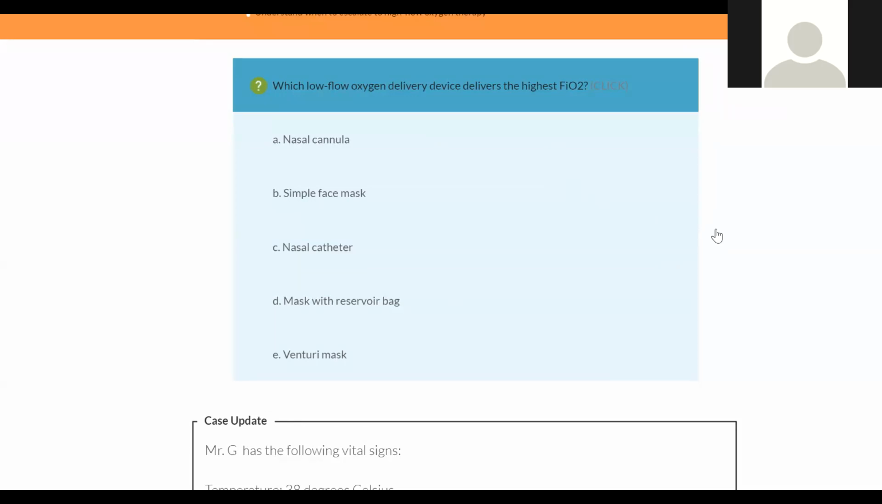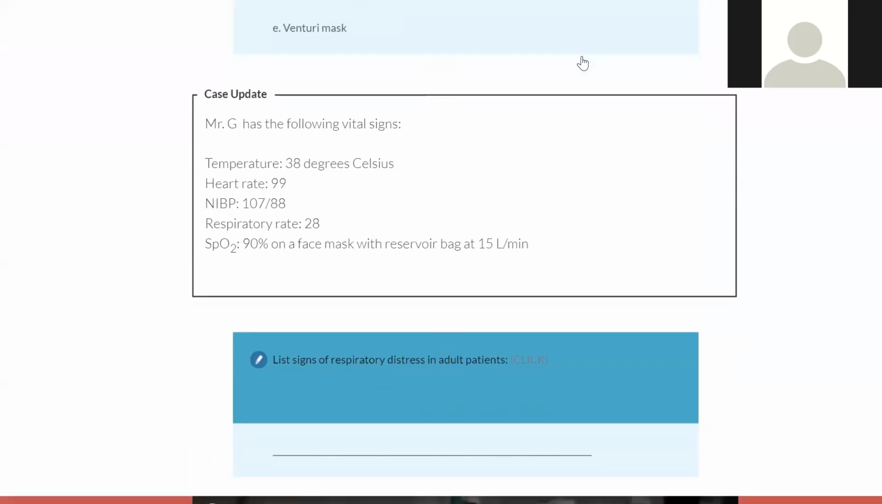Okay, perfect. I think most of the people got the right answer, which is D. So mask with a reservoir provides the highest FiO2. I think we don't need to spend much time on this. We can continue and discuss high flow nasal cannula.